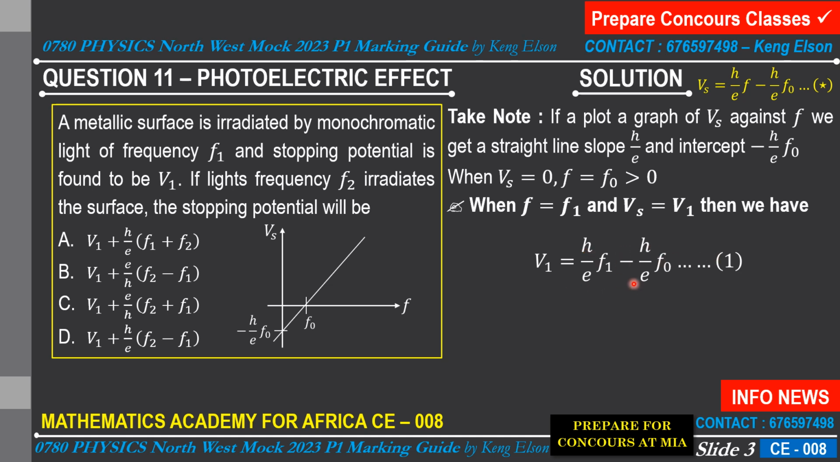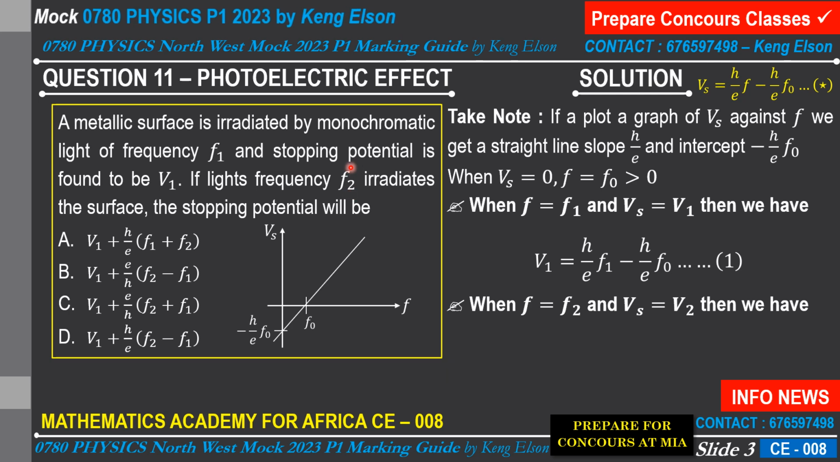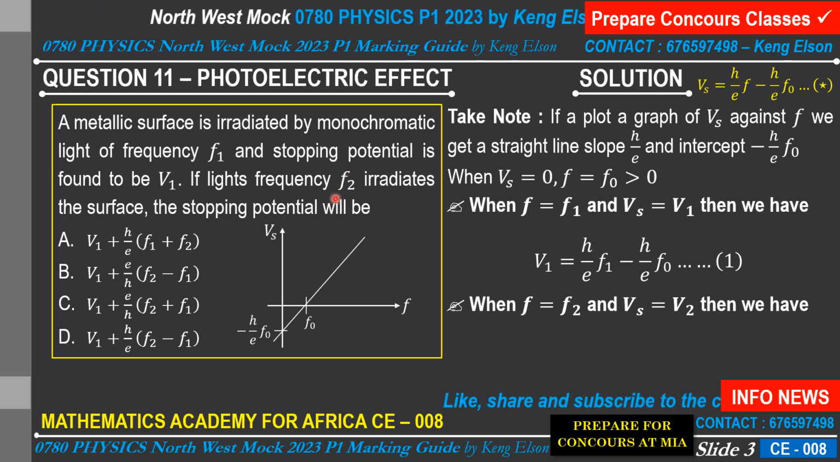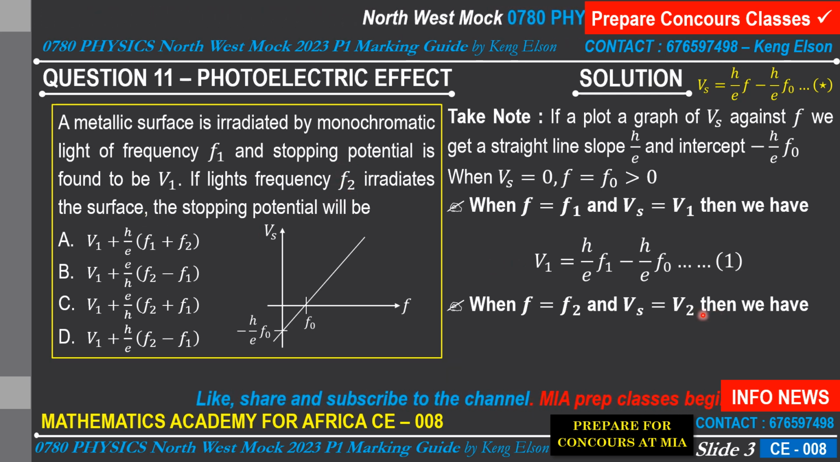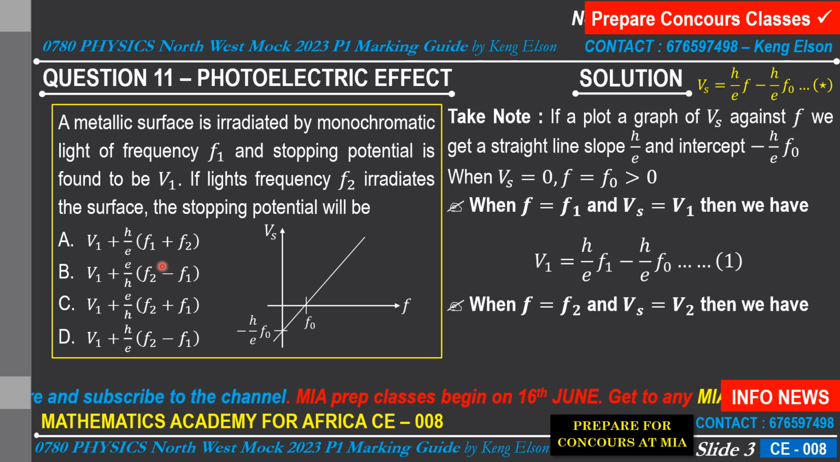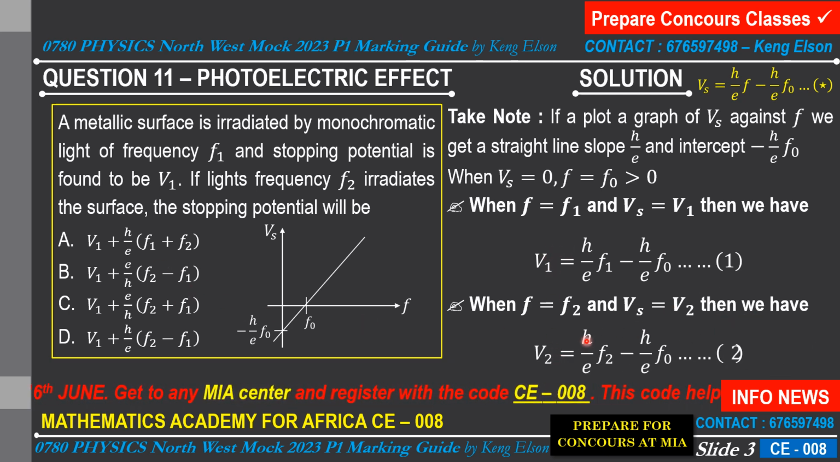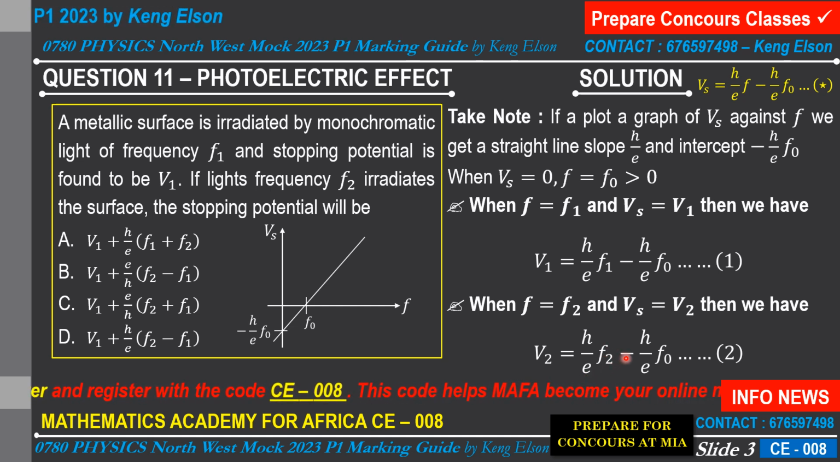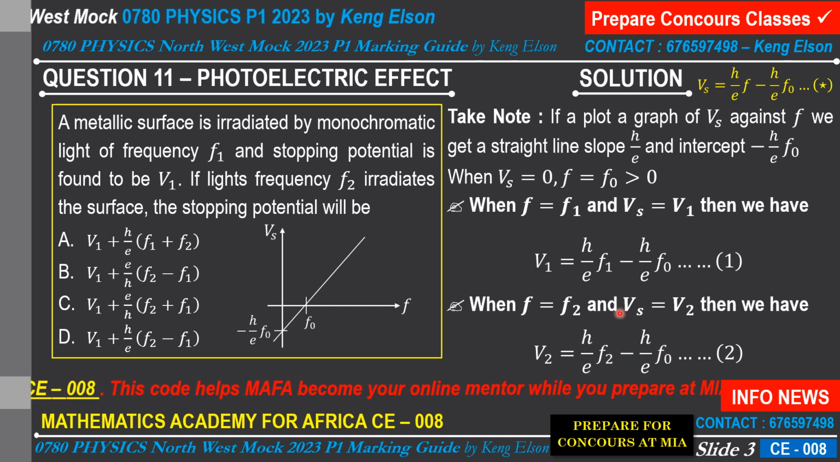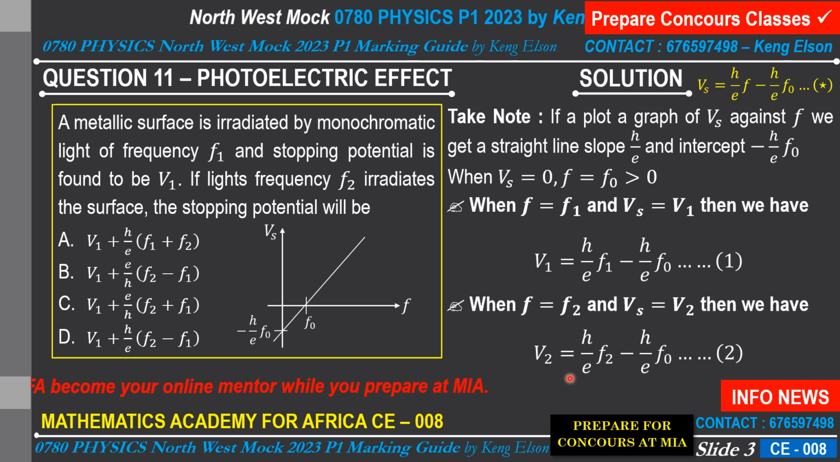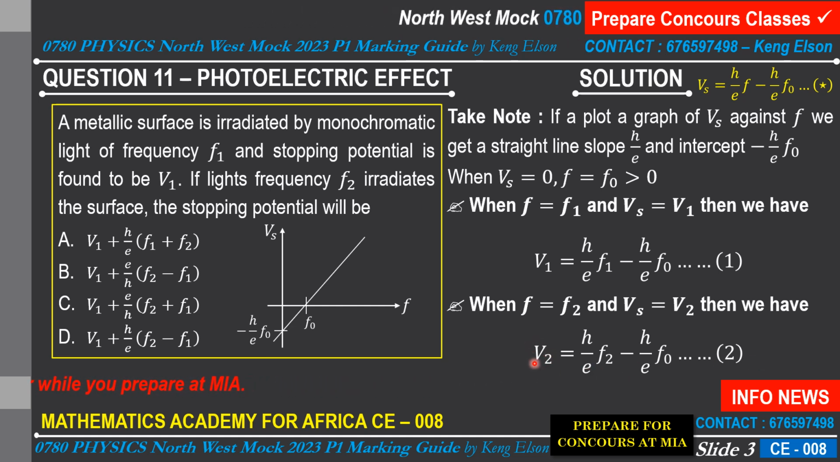The threshold frequency does not change because the work function of that metal is constant. So this is the first equation, and we are still going to use the fact that if F is now F2, that is, we are now using the frequency of the second light source, the stopping potential is now V2, which is what we are actually finding. So V2 is equal to h on E times F2 minus h on E times F0. We are going to use equation 1 and equation 2 to find V2 in terms of V1, h, E, F1, and F2.